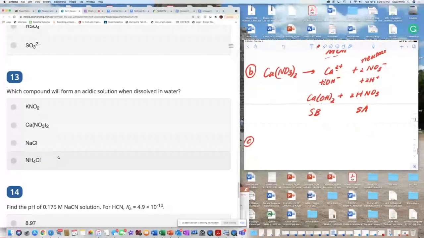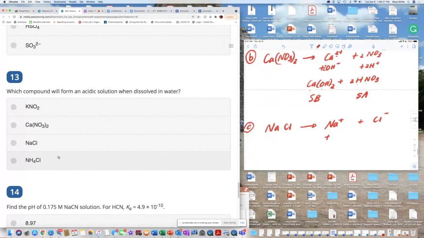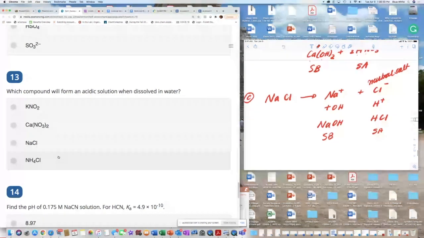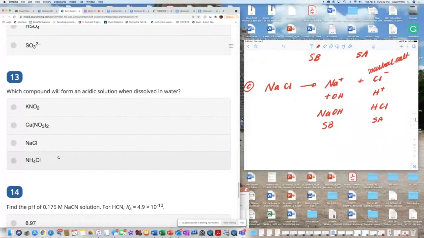Okay. Part C, sodium chloride. Once again, sodium ion, chloride ion. Add an OH here. Add an H+ here. There's only one positive ion, one negative, right? So I get NaOH. You're getting the trend here, right? Here I get HCl. Strong base, strong acid. Yeah, neutral salt. Just like that. The children can be explained by the parents. Well, if you think about salt as a child.